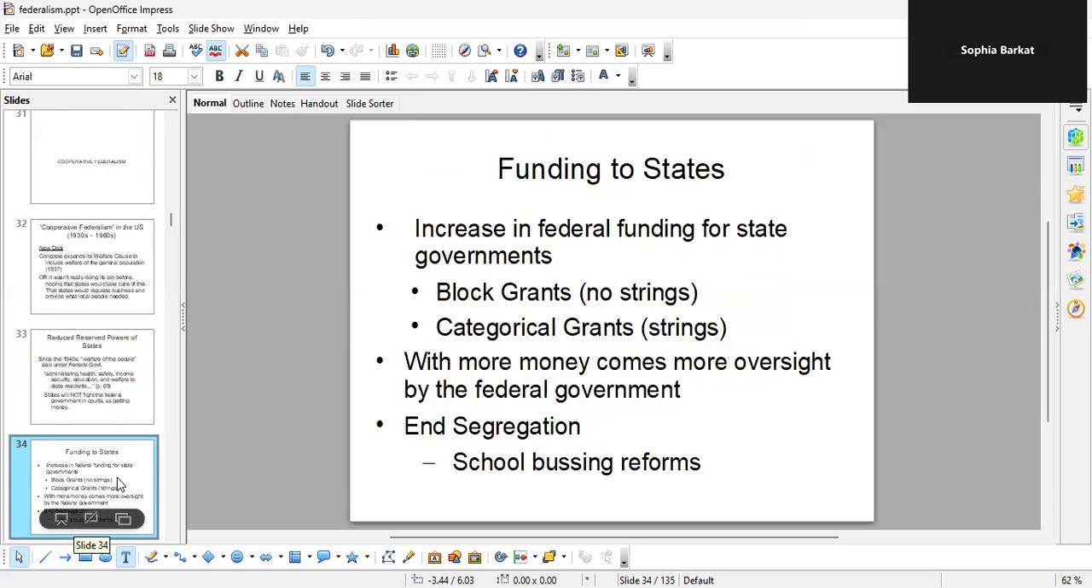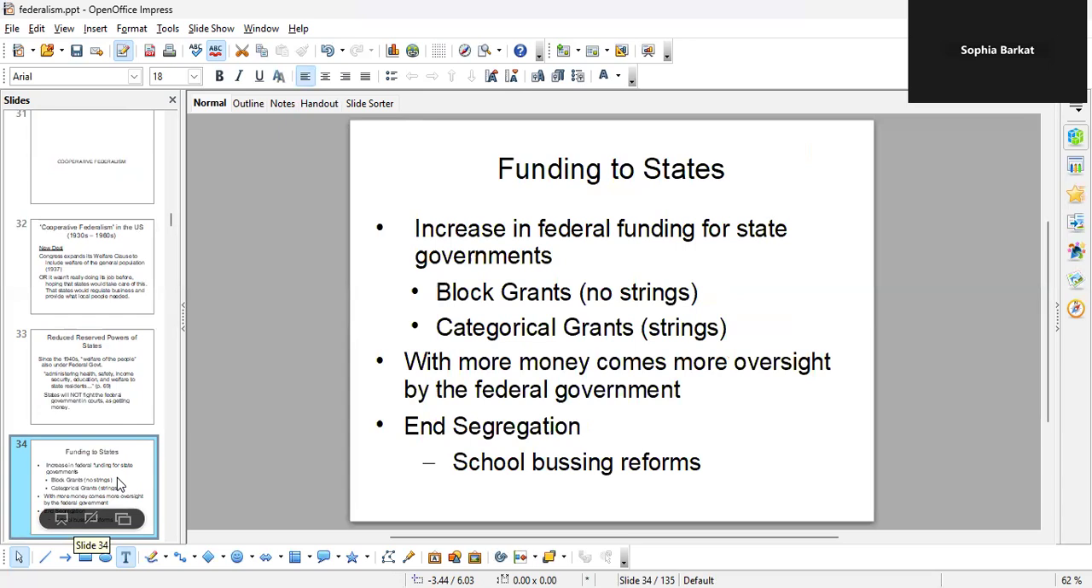Funding to states. So we see a gradual increase in federal funding for state governments. In the 60s and 70s, we saw large block grants, meaning no strings attached. Large sums of money were just given to state governments, and they were told, do what you need to do with this money. Categorical grants had strings attached.